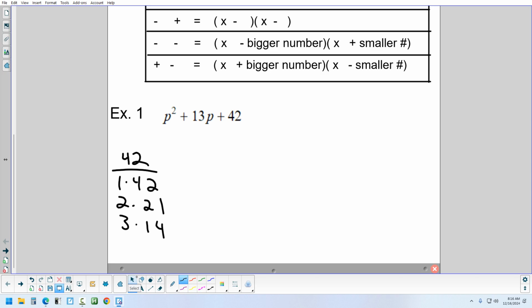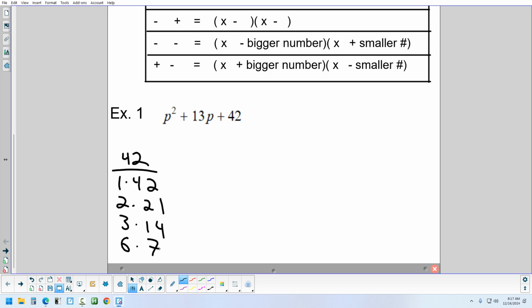How about 4? I don't think you can do that because 4 times 10 is 40. 4 times 11 is 44. So 4 doesn't work. 5 doesn't work because for a number to be divisible by 5, it has to end in a 0 or 5. How about 6? Yep. And now you've reached a point where if you keep going, the next number up would be 7, but then it would be 7 times 6, which is a repeat. So those are the only numbers that multiply to give you 42.